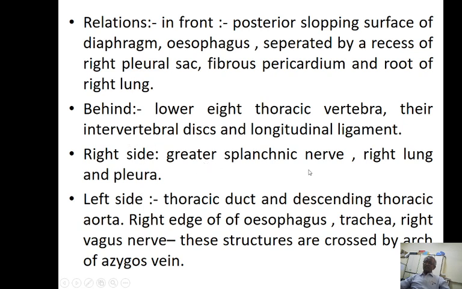On the right side, the greater splanchnic nerve, right lung and pleura. On the left side, thoracic duct, descending thoracic aorta, right edge of the esophagus, trachea, and right vagus nerve. These structures are crossed by the arch of the azygos, so it is arching over the right lung. It is related to many structures like the thoracic duct, descending thoracic aorta, right edge of the esophagus, trachea and right vagus nerve.